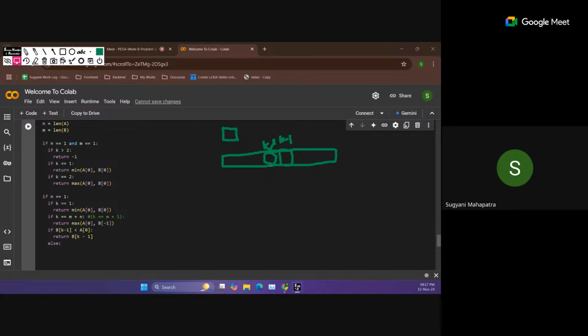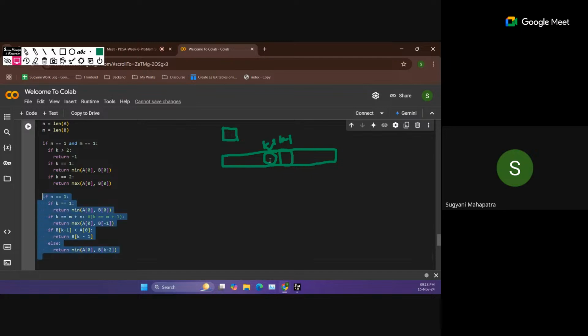If it comes to the k minus 2th index, then we will have to return a of 0. If it is not going to the k minus 2th index and goes somewhere else, then we will have to return the b of k minus 2th index. So basically, we have to return the minimum of these two values. Is this part clear? This is for n is equal to 1.